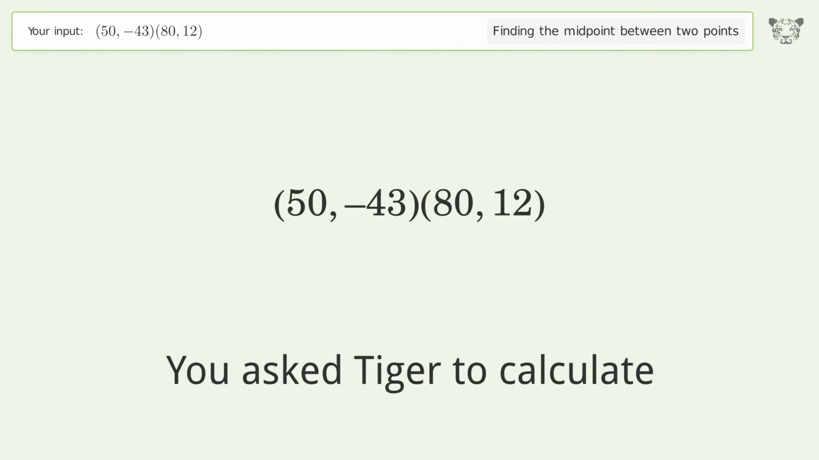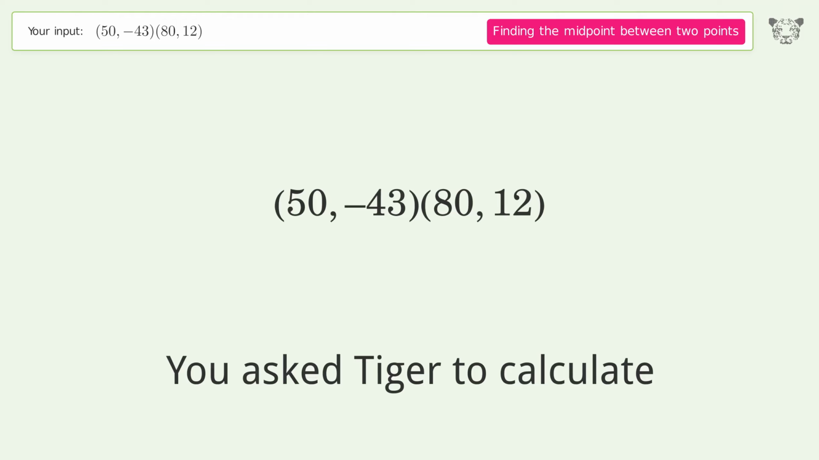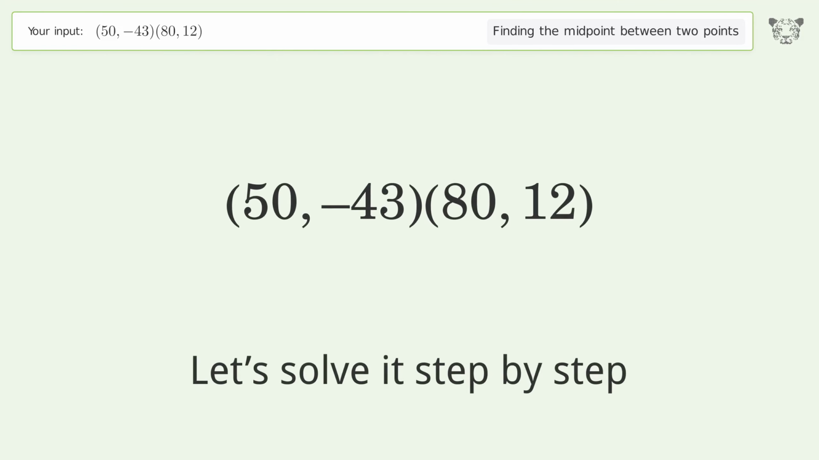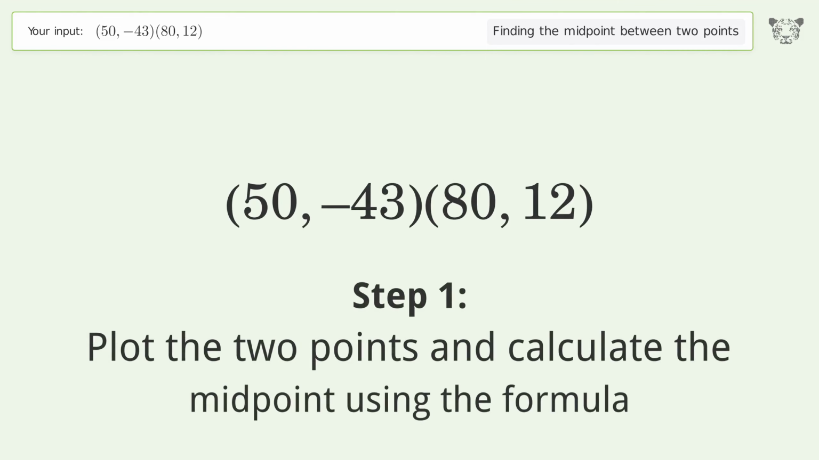You ask Tiger to calculate. This deals with finding the midpoint between 2 points. The midpoint between the 2 points is 65, negative 15.5. Let's solve it step by step. Plot the 2 points and calculate the midpoint using the formula.